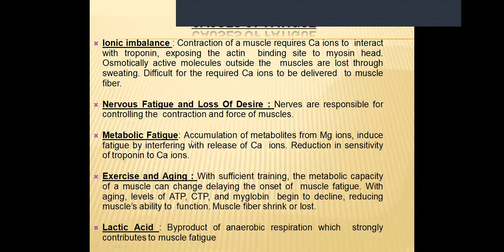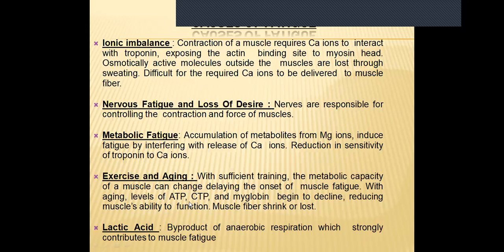And metabolic fatigue. In metabolic fatigue, some metabolites like magnesium ions are also required for the calcium ions to be released from the triad system. So magnesium ions are required for the release of calcium ions. When magnesium ions are reduced, calcium ions are in the required quantity, but magnesium ions are not in the required quantity. So this is called metabolic fatigue. And due to heavy exercise and due to aging factors also, muscle fatigue will take place.